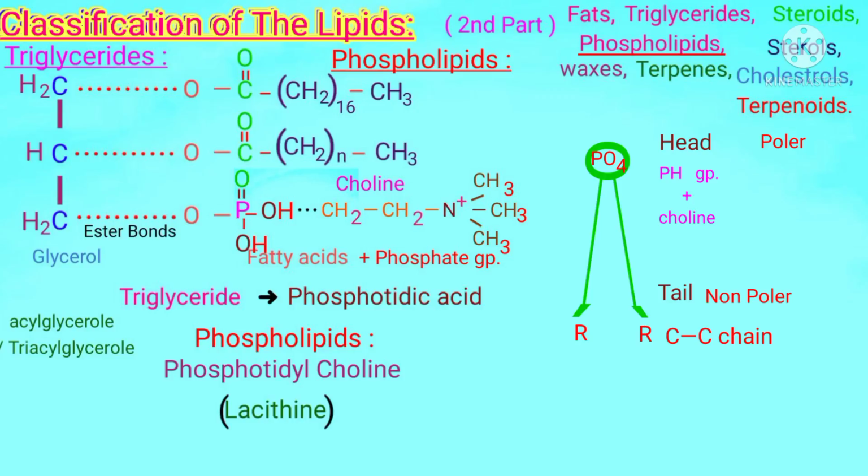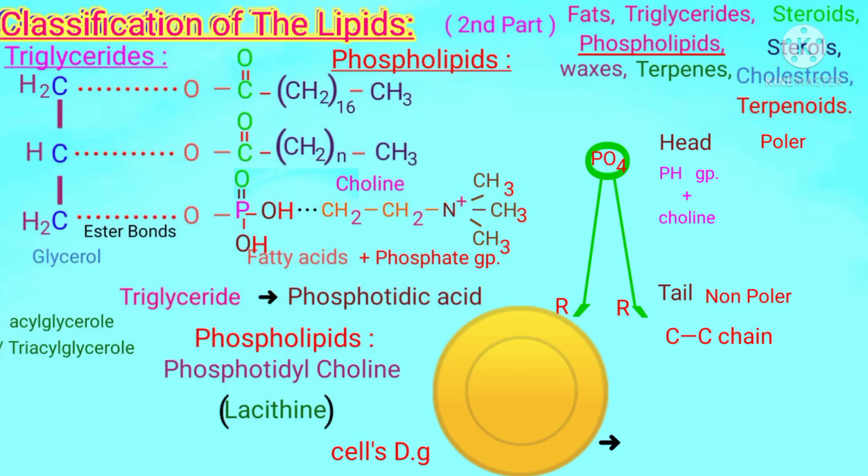How? Let's see. Suppose this is our cell's diagram. This outermost wall of the cell is the cell membrane, which has a large number of phospholipids. Every phospholipid has a head and a tail region. Students, from here we can see that the tails of both layers of phospholipids point towards one another, face to face. The whole cell has many phospholipids arranged in the same manner.